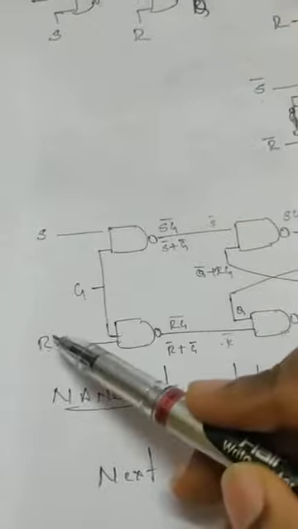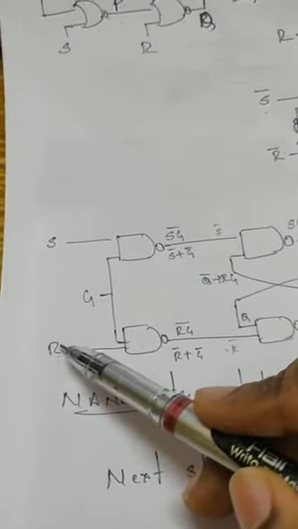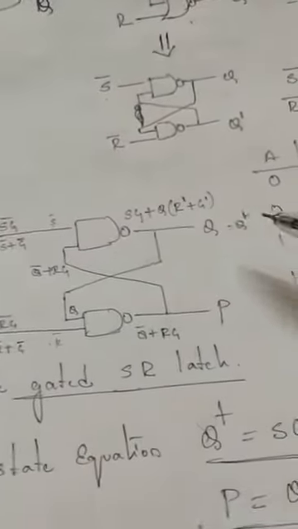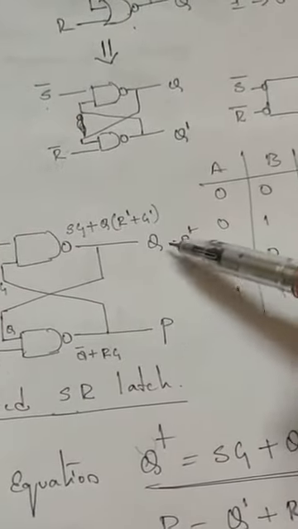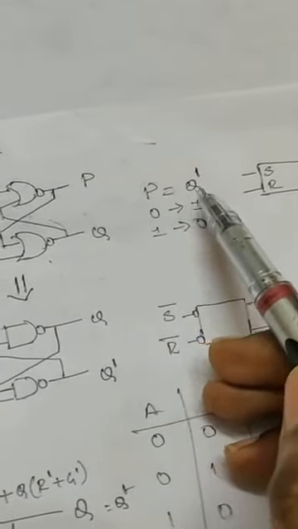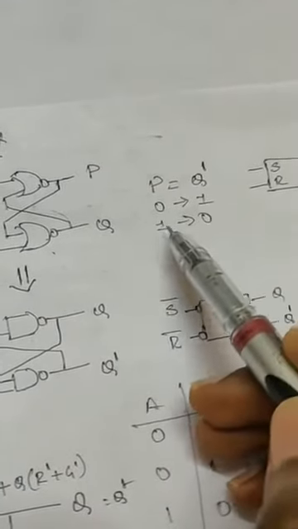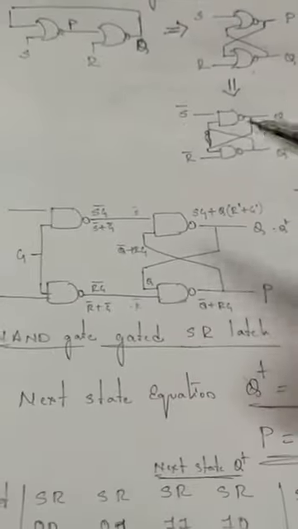When S is equal to 1, R is equal to 0, what state is it? Set state. So then Q will be 1 and P will be 0. You know this, P is completely a complement of Q. Whenever P is 0, Q will be 1. Whenever P is 1, Q will be 0. You need to remember this one, okay?